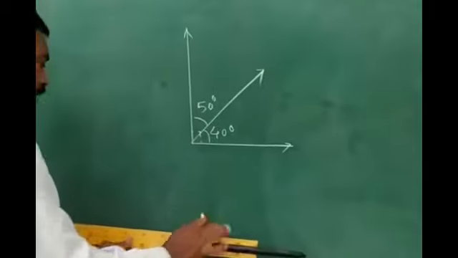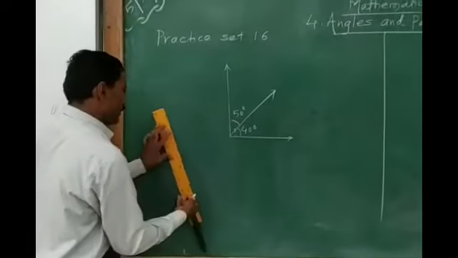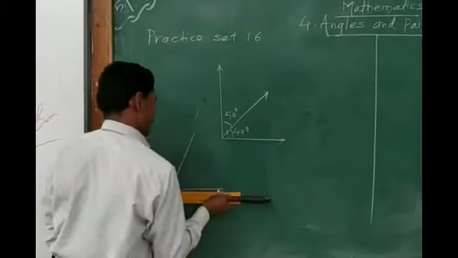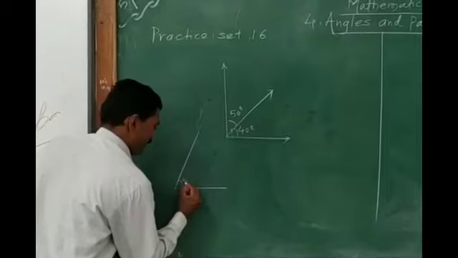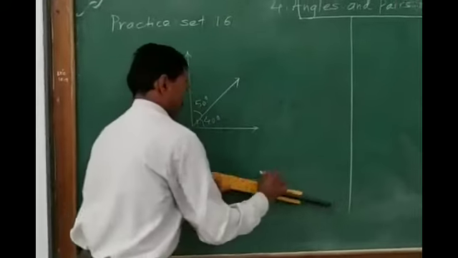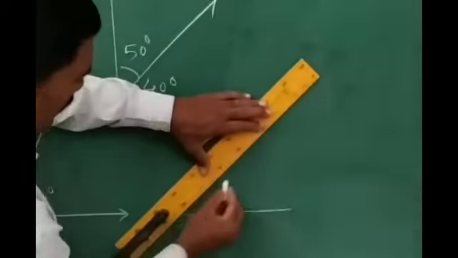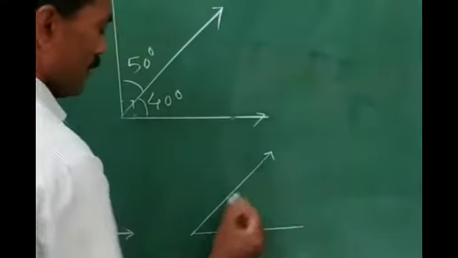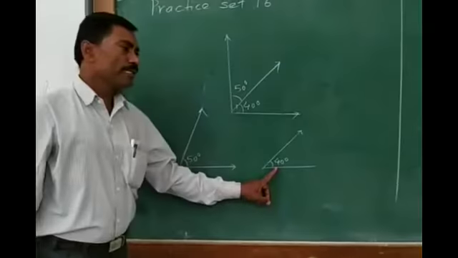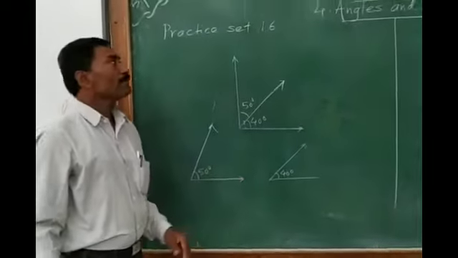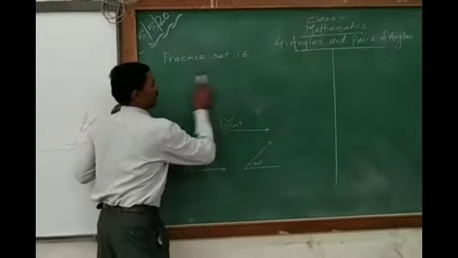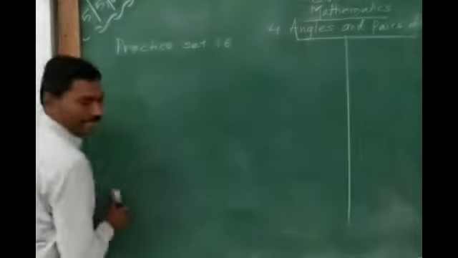And one more example was taken, that is two angles. One is of 50 degrees and another is of 40 degrees. In this case also, the sum of these two angles is 90 degrees. Therefore, they are called complementary angles. Now, today we are going to see practice set 16, which depends on complementary angles.